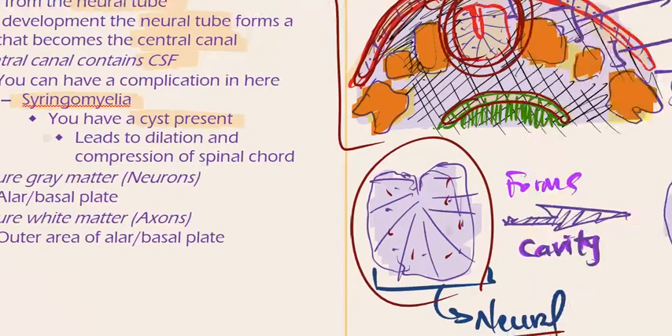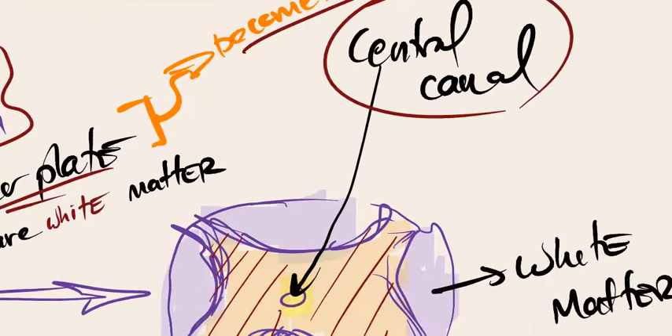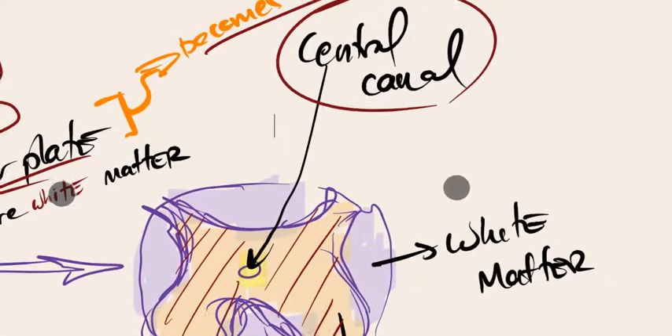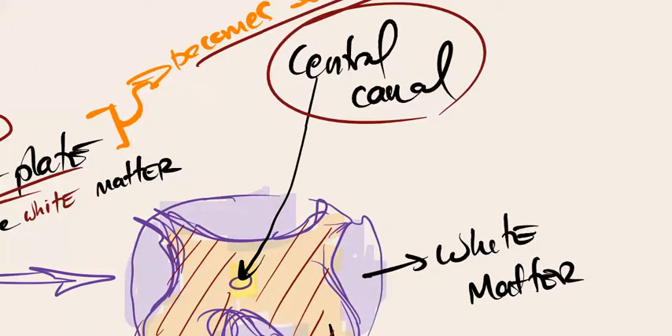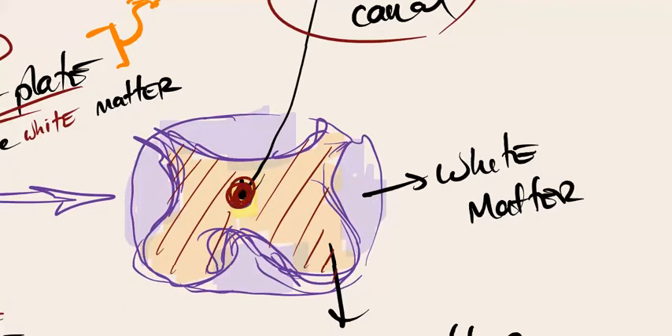Okay, so you guys remember, right? So we said in this central canal here, we can have a cyst forming in here, right? And that cyst is called the what? Syringomyelia. And what happens is that as the cyst forms in here, it causes the canal to increase in size, and then it compresses the neurons. And if it compresses the neurons, then you're gonna have sensory deficits, right?